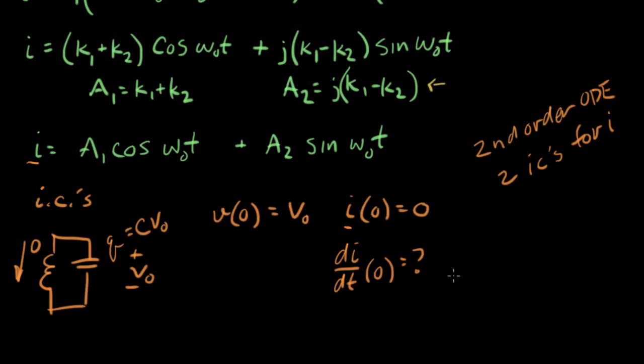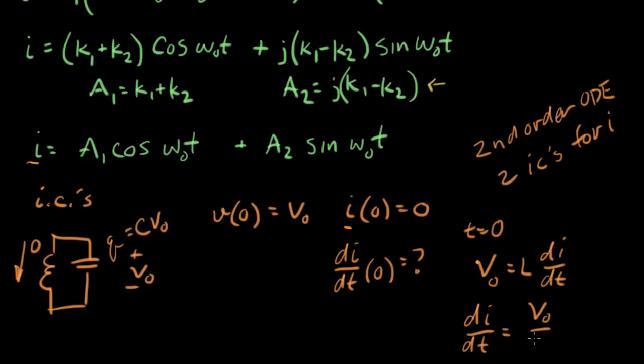And we'll just plug that straight into the inductor equation. So the inductor equation at t equals 0, the voltage across the inductor is v naught, and that equals L times di dt. All right, and that means that di dt equals v naught over L. So now I have two initial conditions in terms of I. There's one, and there's one there. And we can use these now to go after A1 and A2.